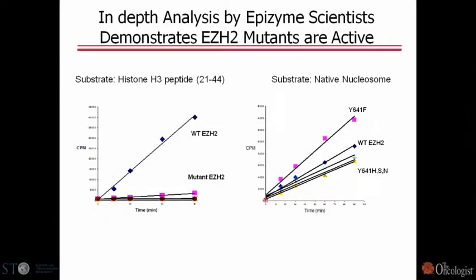And the first thing we did was to take the mutant enzymes and look at them against a peptide substrate, and we got exactly the same results as what was published. Wild-type enzyme was active, all the mutants were essentially dead. We then did this against the physiological substrate, the whole nucleosome. We got a very different answer. Now all of the mutants are as active as the wild type or more active. So why is this so? There are a number of explanations for this, but what we found is that the mutation is actually changing the substrate specificity of the enzyme.